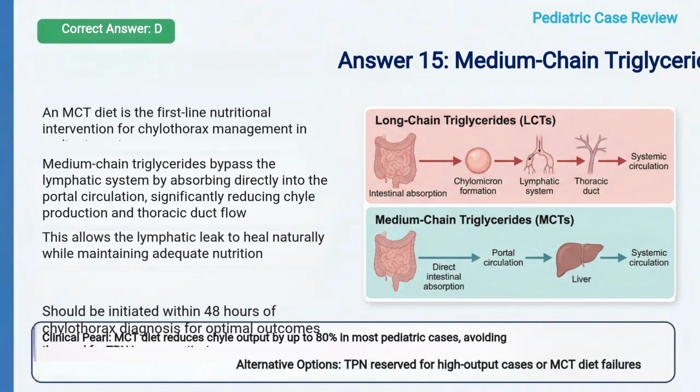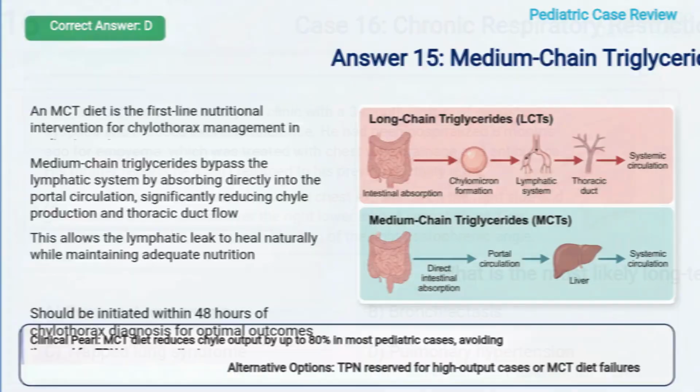Medium-chain triglycerides bypass this entire pathway entirely. They are absorbed directly from the intestine into the portal circulation and then to the liver, without entering the lymphatic system at all. This significantly reduces thoracic duct flow and allows the lymphatic leak to heal naturally, while the child maintains adequate nutrition. A medium-chain triglyceride diet should be initiated within 48 hours of diagnosis for optimal outcomes and reduces chyle output by up to 80% in most pediatric cases, avoiding the need for total parenteral nutrition in the majority of patients.